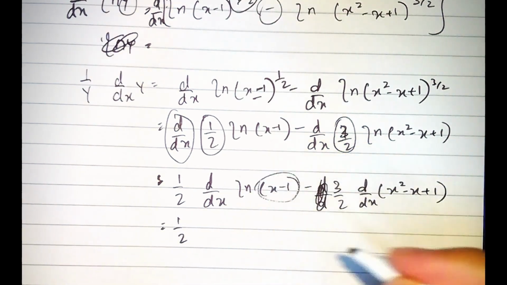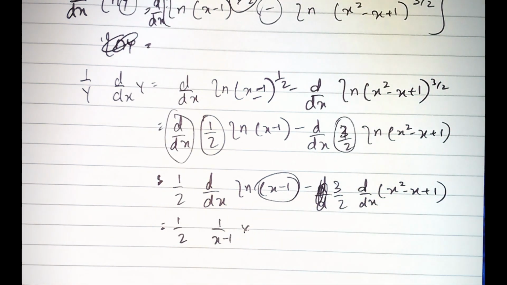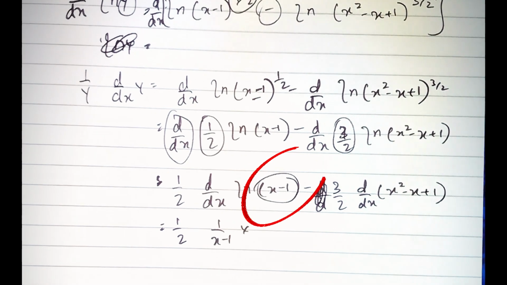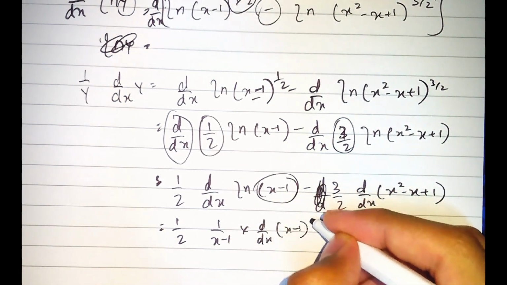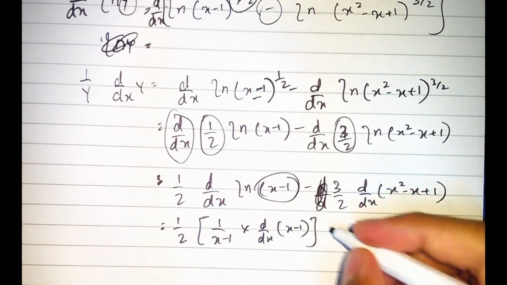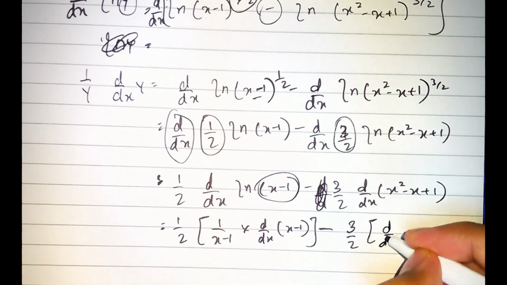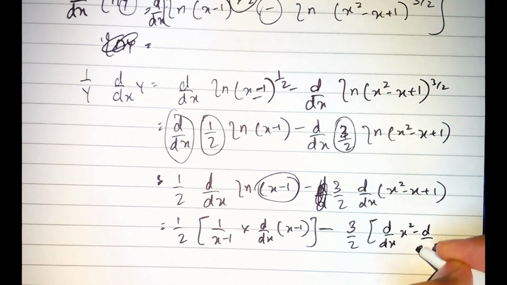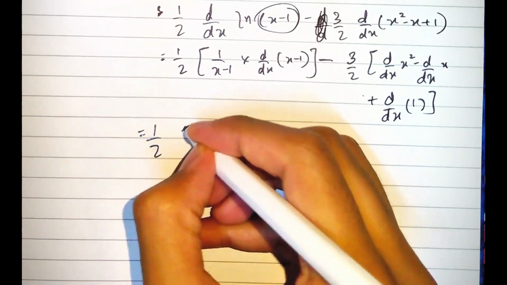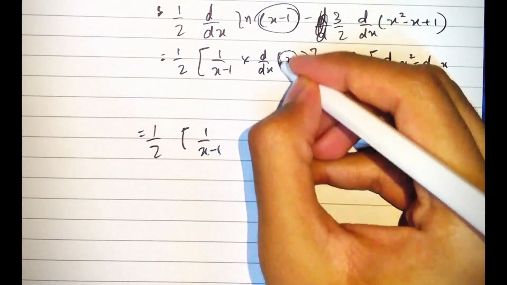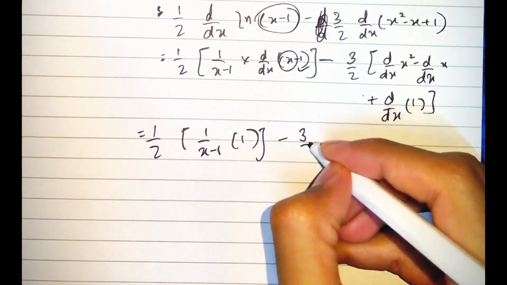The function of log is x minus 1, so we have 1 divided by x minus 1 multiplied by the derivative of the function of log. Now what is the function of log? It is x minus 1. So d by dx x minus 1. Let me just separate this thing by a bracket, minus 3 by 2. Also over here we can simply separate the differentials: d by dx x square minus d by dx x plus d by dx 1. We have 1 divided by 2, 1 divided by x minus 1, so the derivative of x is actually 1, and the derivative of 1 is 0 because it is a constant, minus 3 by 2.